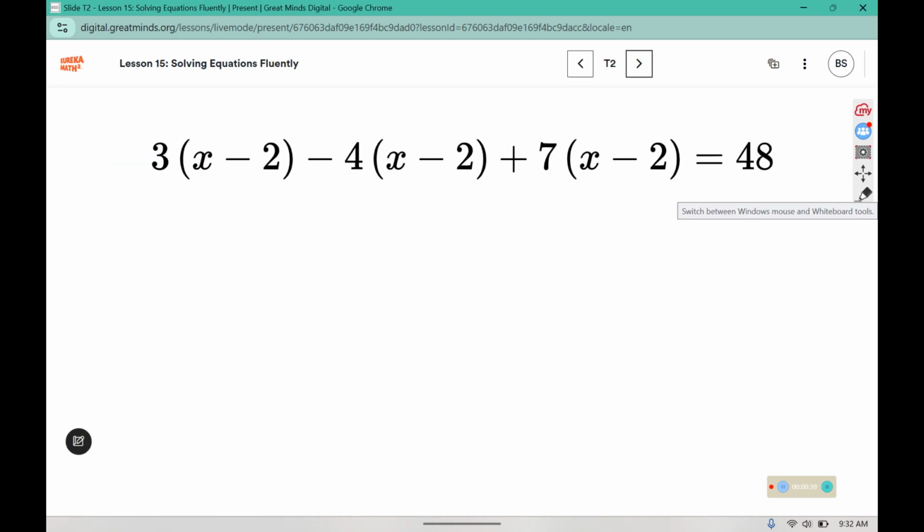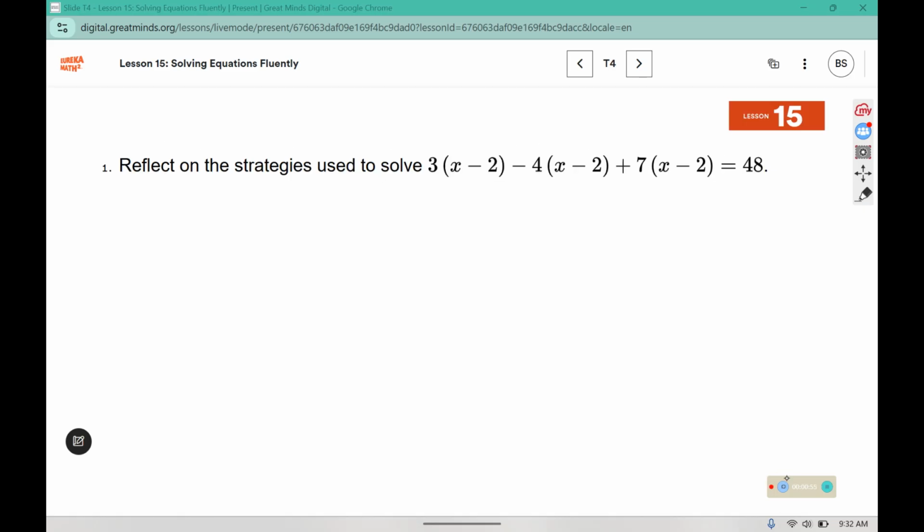In your book, you see this problem, and it asks us to reflect on the two different methods for solving this problem. So I'm going to show you in problem 1 a couple of the different methods that we can use to solve a problem like this, and then you can reflect on them in question 1. So the first method is to use the distributive property at the very beginning.